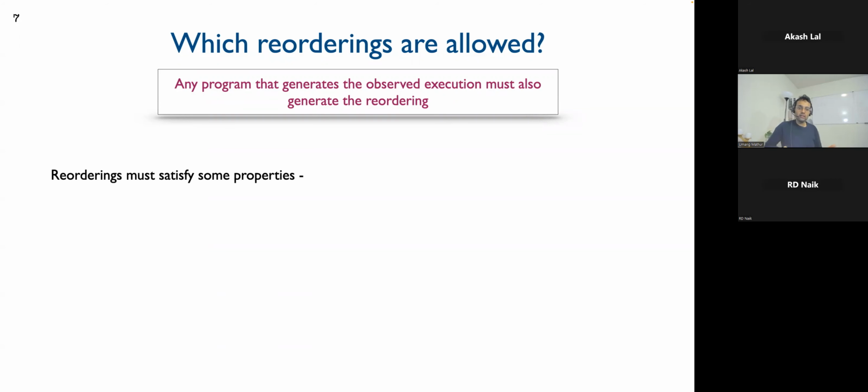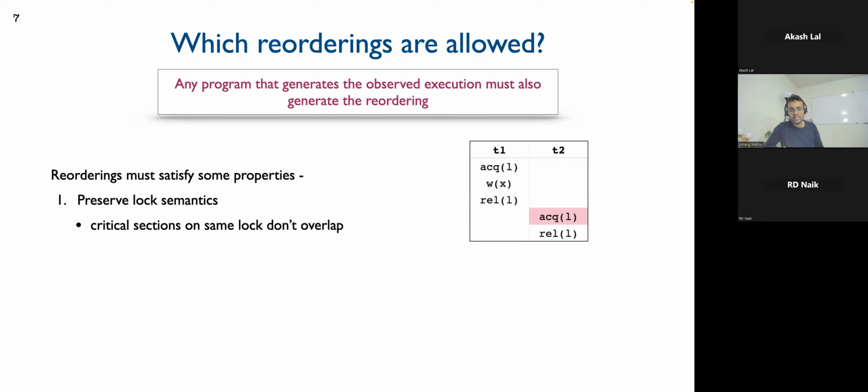A reordering must satisfy these properties. The first property is that by reordering, I should not come up with something that doesn't even make sense. So it should be a well-formed trace. It should preserve lock semantics. By that, I mean that critical sections on the same lock don't overlap. For example, if I look at this execution, I cannot reorder it like this. I cannot place the acquire of l in between the write x and the release of l in T1, because that would violate lock semantics.